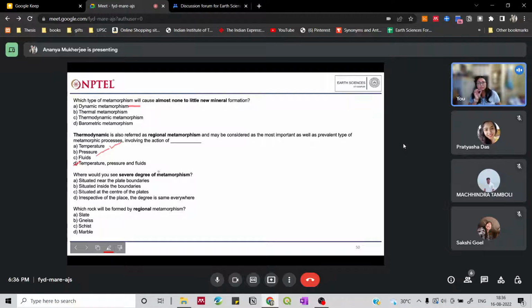Now, in which of these places would you see a severe degree of metamorphism? In our first class, we discussed different plate boundaries. At the edges of the plate boundaries, where the plates are moving against each other, or one is going below the other, or there is divergence happening, you have the most severe degree of metamorphism. Suppose you are given different kinds of metamorphic rocks. Which of these would be formed by regional metamorphism? Regional is high pressure, high temperature.